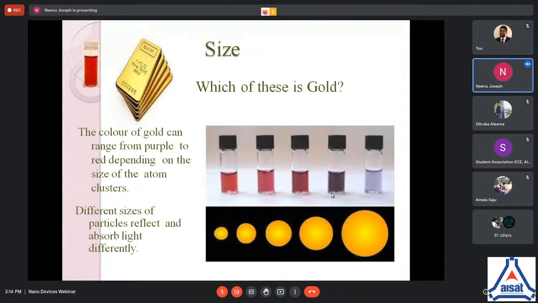Another example is about gold. Gold can be of different sizes. The color of gold may vary according to the size, from purple to red. Here the optical property and the absorption of light differ according to the size. The second picture shows the size of the gold particles.